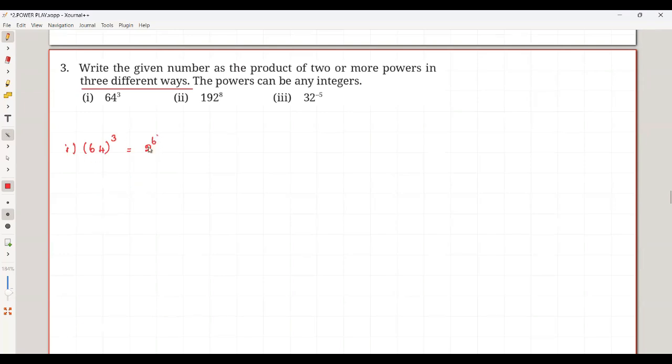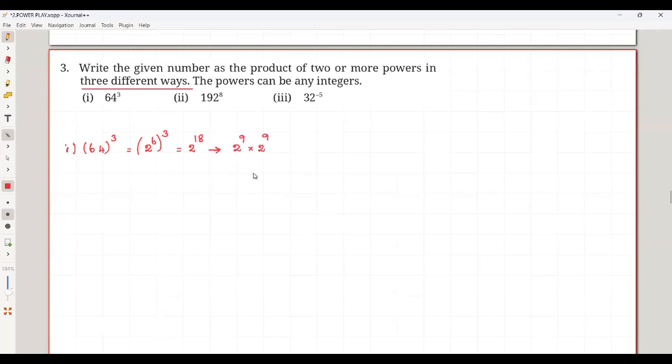Now we have the whole power 3. We can write (n power a) power b as n power ab. So 2 power 6 threes are 18, 2 power 18. Now I am going to write it in 3 different ways. 2 power 18, I can write it as, while adding the powers, I should get 18. So we can use the laws of exponents. Can I write it like this, 2 power 9 into 2 power 9?